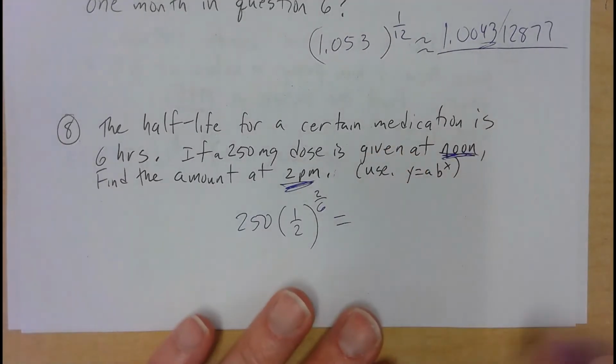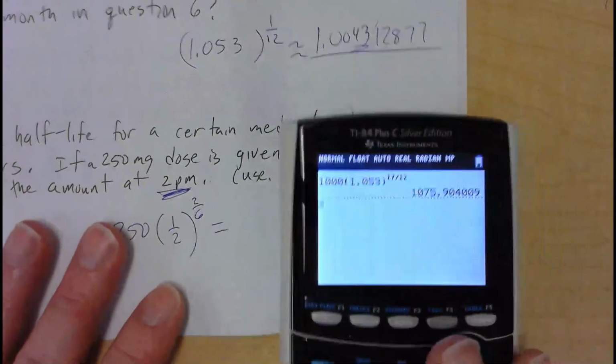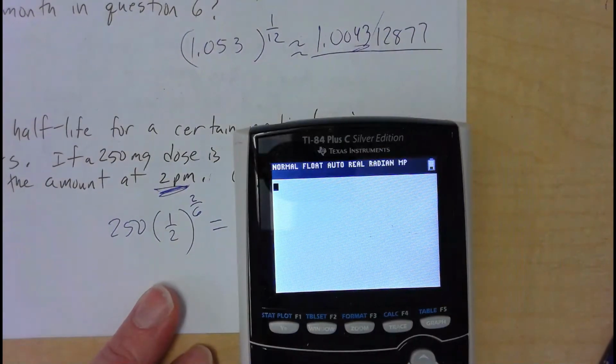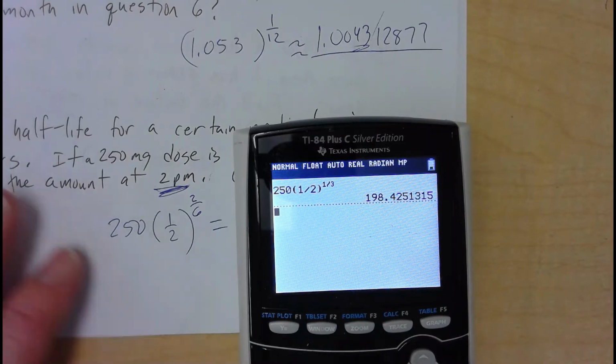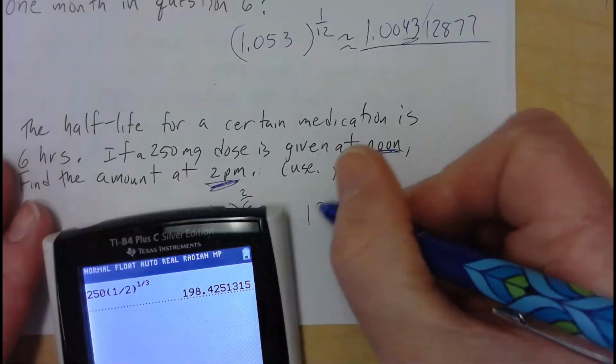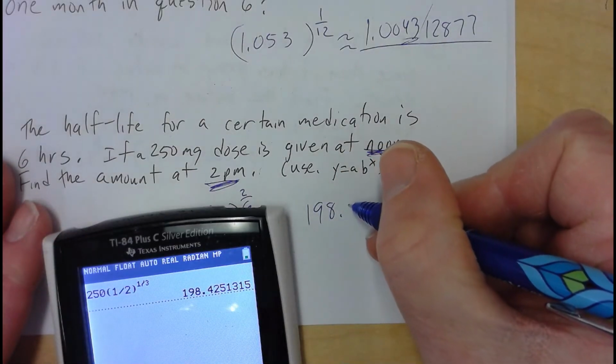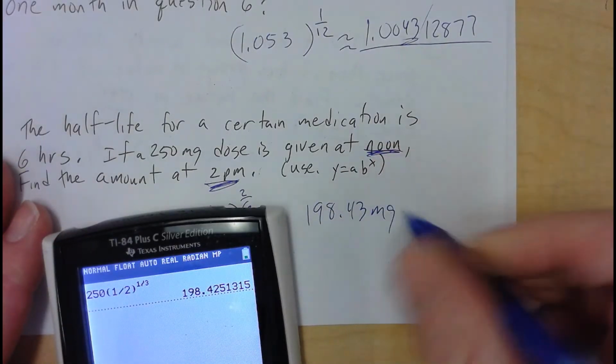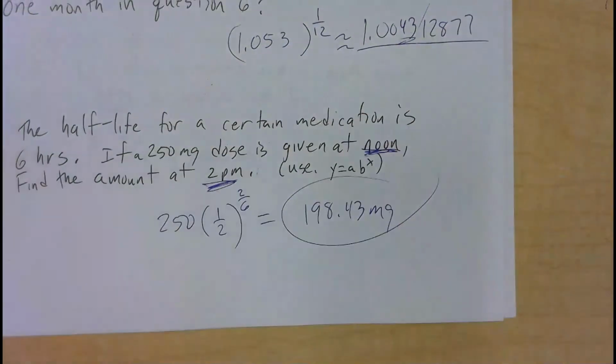So I type that into the calculator. Again, that one's a little bit messier, so I'll type it in with you. So it's 250 parentheses 1/2, close the parentheses, to the power of 2/6, which is the same thing as 1/3. I'm going to go to 2 decimal places, so it's 198.43 milligrams, and that's approximately. All right.